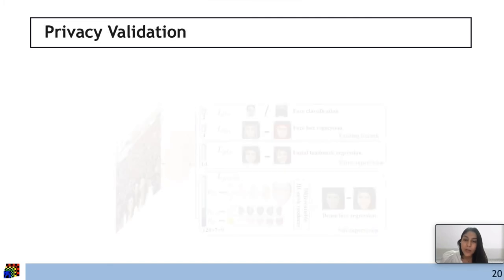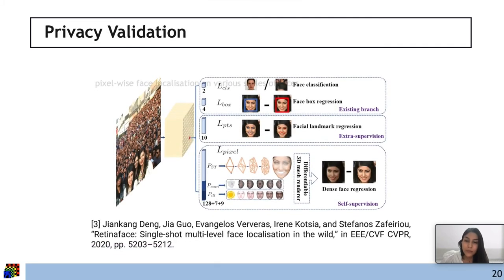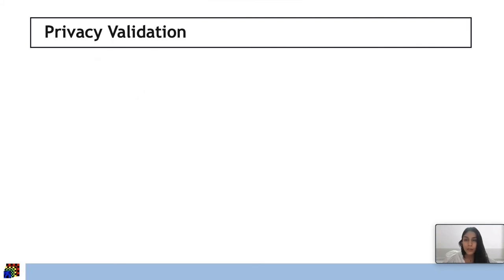To validate privacy, we evaluate the performance of a face detection network on the distorted images obtained by simulations of our designed lens and compare it with its performance when using normal images. We use the RetinaFace network and perform the following four experiments.